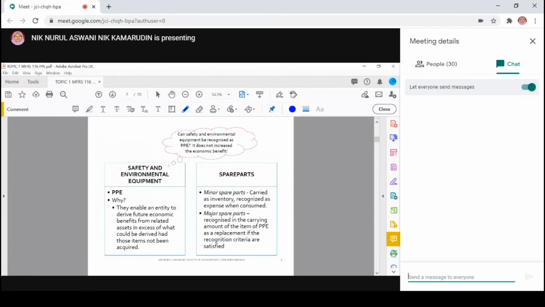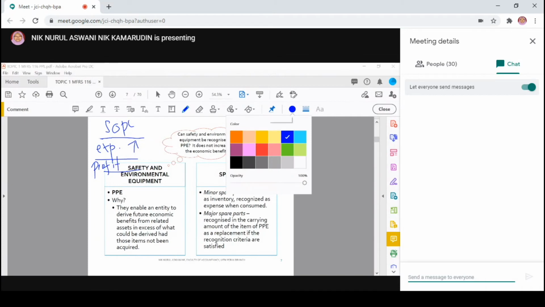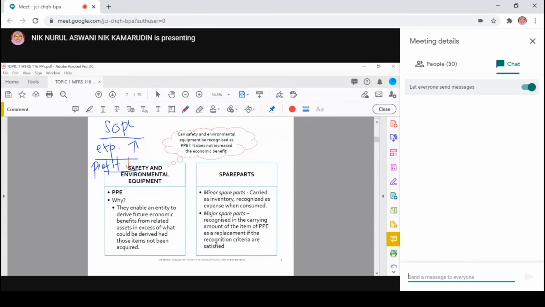Okay, so every time you make a purchase, you have to ask yourself, is it an expense? Is it an asset? So why are we worried about expense or asset? Because what happens if you include everything as an expense? In your statement of profit or loss, for example, you put everything as an expense. So your expense increased. What happened to your profit? Your profit will be decreased.